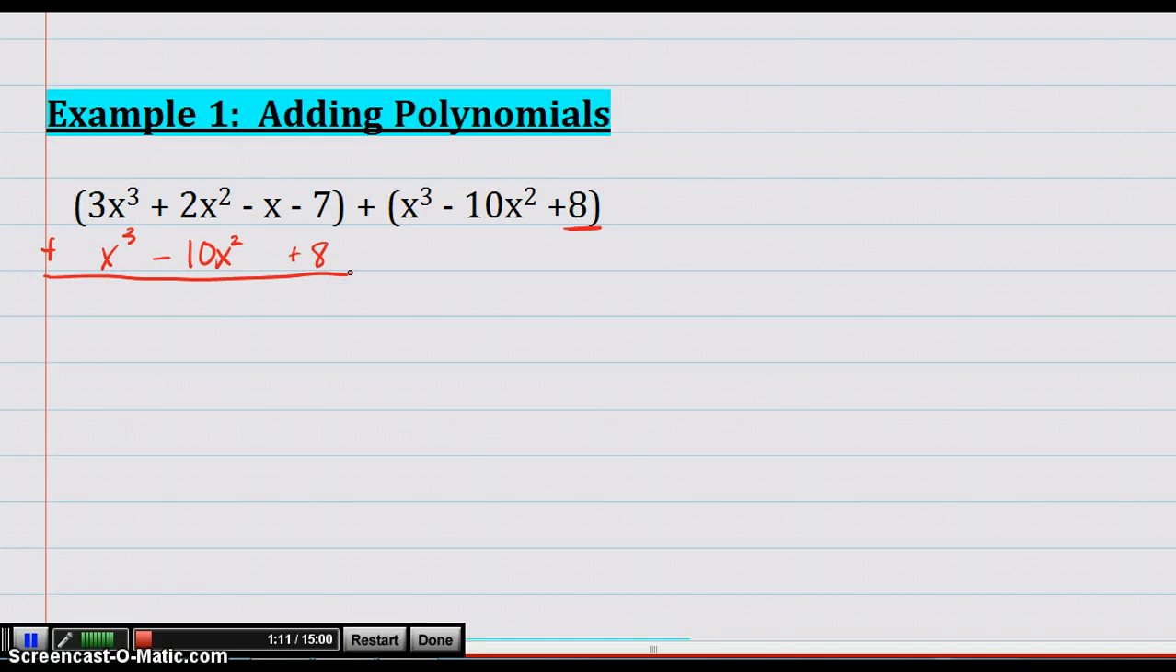And then just simply add them. So 3 plus 1 gives us 4x cubed. 2 minus our 10 gives minus 8x squared. The minus x just stays because we're adding 0 to it. And negative 7 plus 8 will give us plus 1. And that is our final answer.